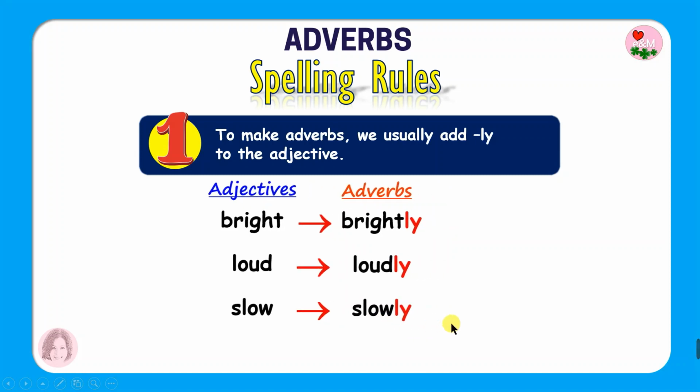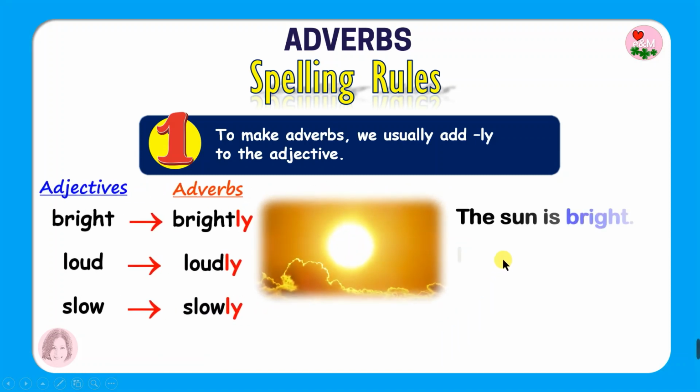Okay, let's look at these sentences. The sun is bright. It is shining brightly. In the first sentence, bright is an adjective. It is used to describe sun, which is a noun. In the second sentence, brightly is an adverb. It modifies the verb is shining. It is shining brightly.